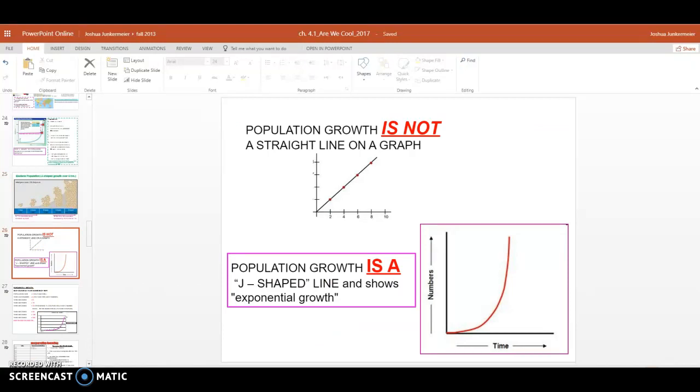All right, that's slide 26. It's pretty simple. All right, let's move on to the next slide.